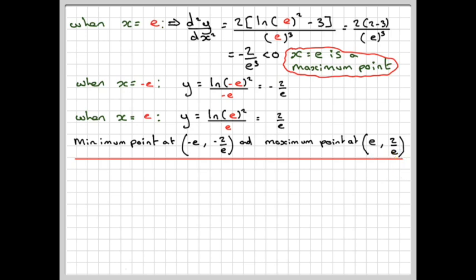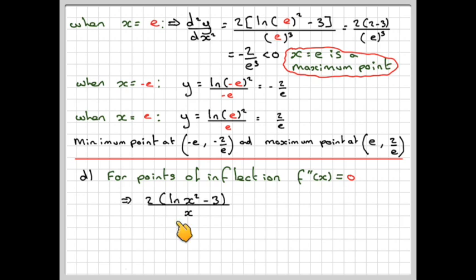Okay, so far, if you're still with me, well done. So for points of inflection, these are going to be non-stationary ones. The second derivative will be equal to 0, so that implies that 2 ln of x squared minus 3 over x cubed is 0. Well, 2 can't be 0, x cubed can't be 0, so we just need to solve the bit ln of x squared minus 3 equals 0.